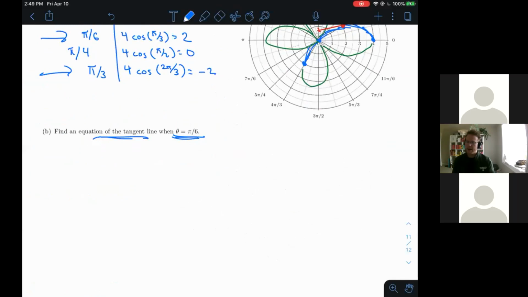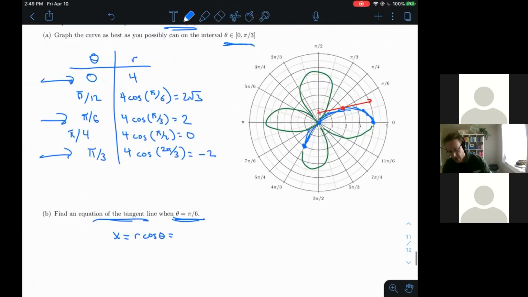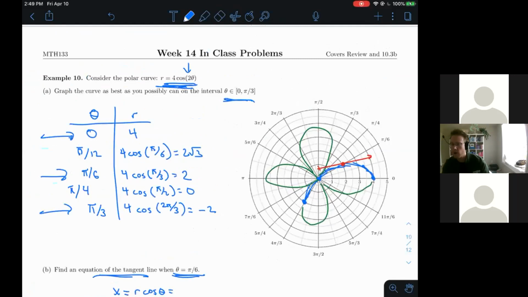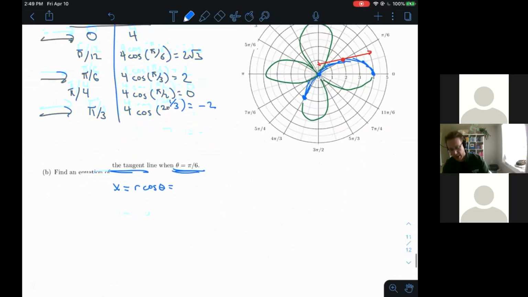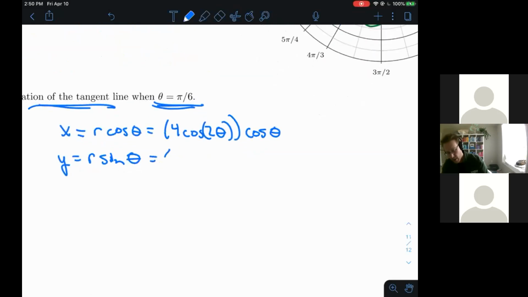Again, we need to parameterize x and y with respect to just theta. So x is normally equal to r cosine theta, and we have an r equation here, so I'm just going to take this 4 cosine of 2 theta and plug it in. So we have 4 cosine of 2 theta, and we need to multiply that by cosine. And likewise y, that's usually r sine of theta. So r is 4 cosine of 2 theta, and we multiply that by sine.